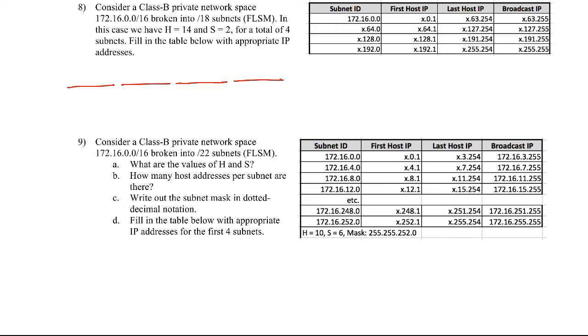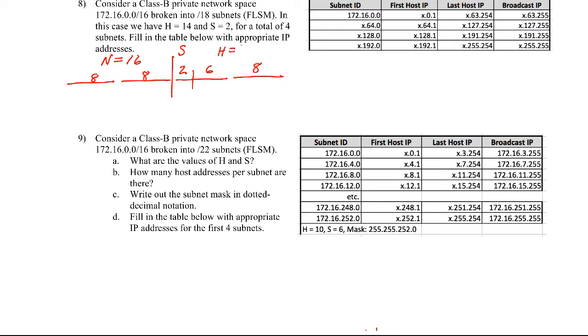I recommend this. I've got 4 octets for my IP address. I have n equal to 16 because I'm starting with the Class B network, and I'm going to a /18 to subnet it. So I get 16 plus 2, and then I've got 6 and 8 left here. Now S is 2, and H is 14.